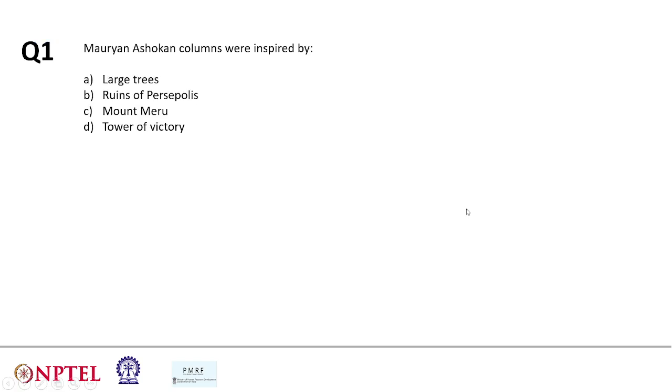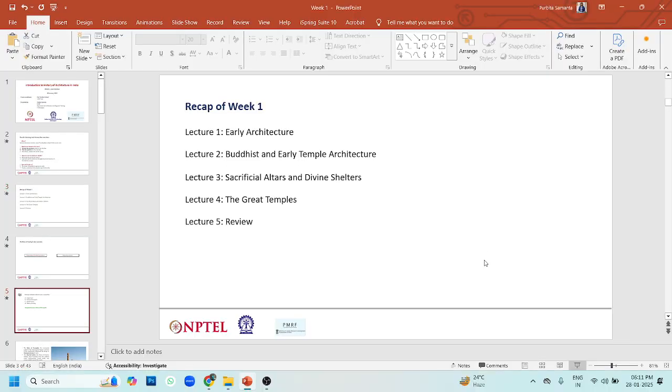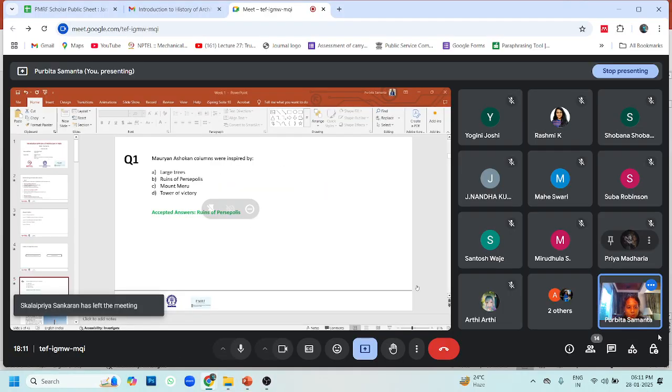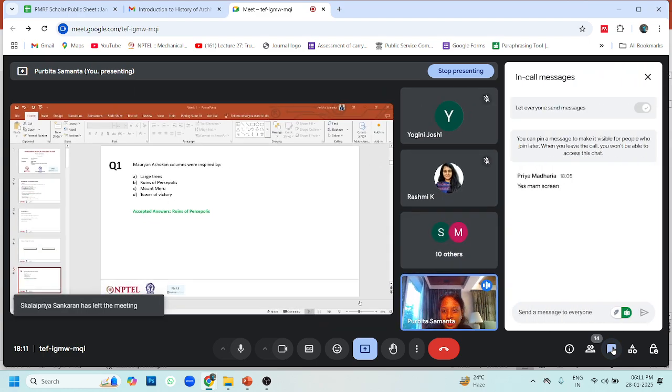So the first question that we will solve: Mauryan Ashokan columns were inspired by. Yes, anybody who can answer this? Maybe you can unmute and tell the answer. Otherwise, I'll have to go back and forth looking at the chat box. You can simply unmute yourself and give me the answer. Yes, anybody who is willing to try this question? Let me check the chat box once. No one? Oh, here you can already see the answer now.